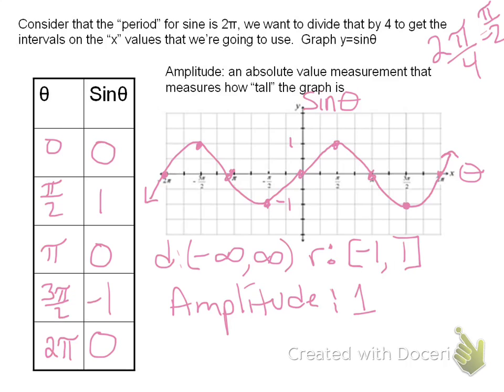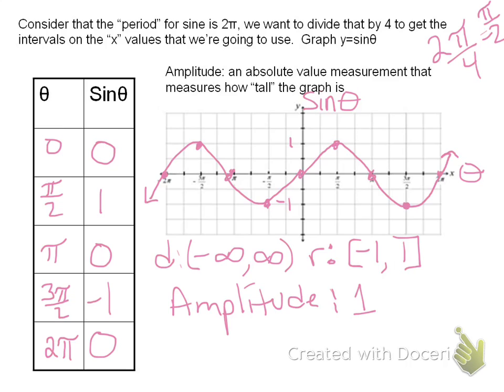What is the leading coefficient on sine theta here? What's up here up front? 1. There's nothing written there, so it's 1. So whatever's up front here, the absolute value of that is going to be your amplitude. So here we're going to start looking at transformations. The transformation rules that we learned last semester and that we learned in Algebra 2 and Algebra 1, they don't change.